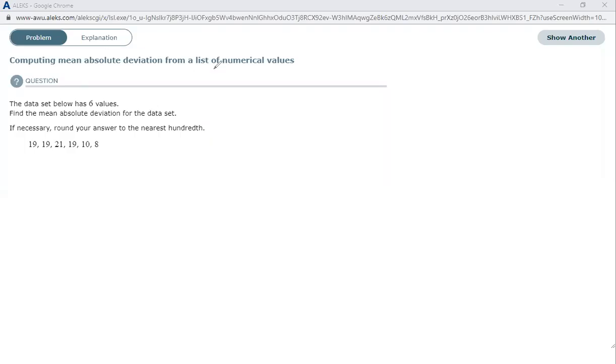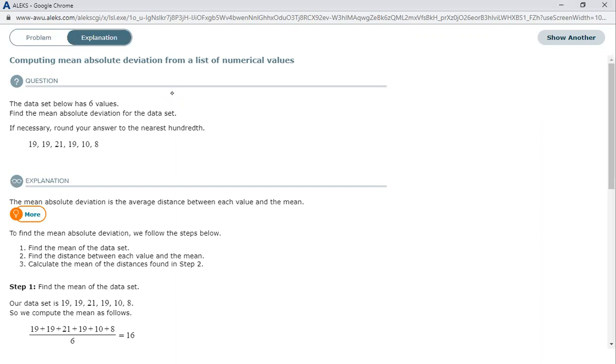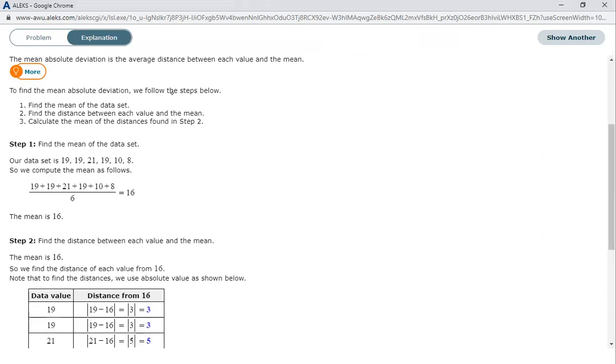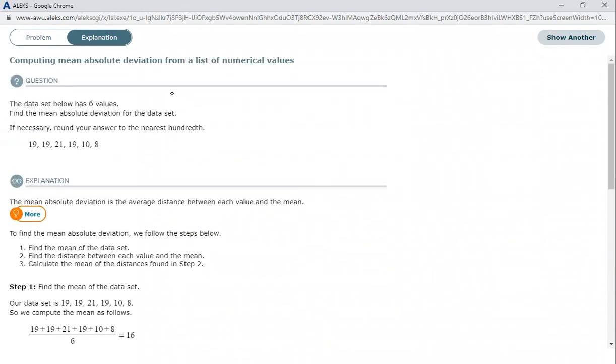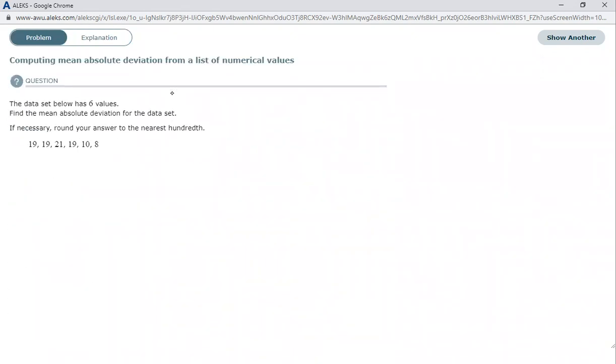Here's a video to help with computing the mean absolute deviation from a list of numerical values. The ALEKS explanation is pretty good with the different steps, but I think maybe step 2 is where it might get a little confusing for people. So we are going to find the mean absolute deviation of this list of numbers.